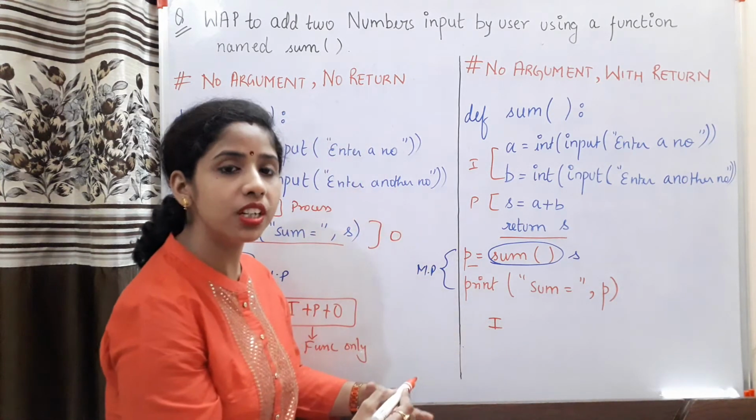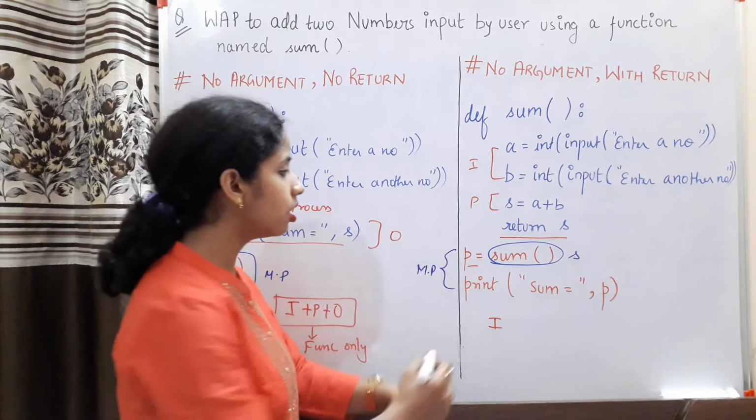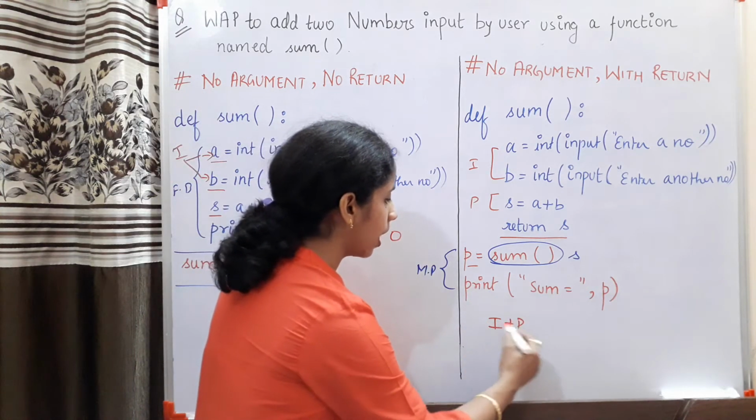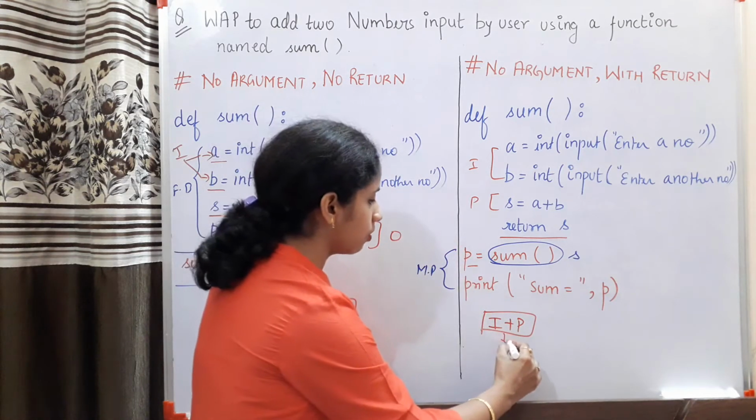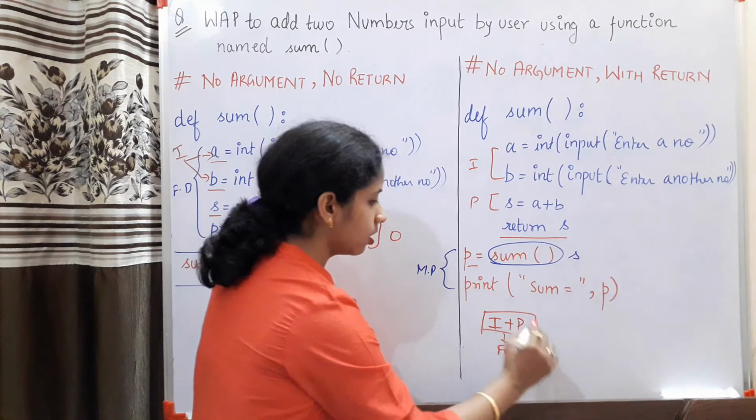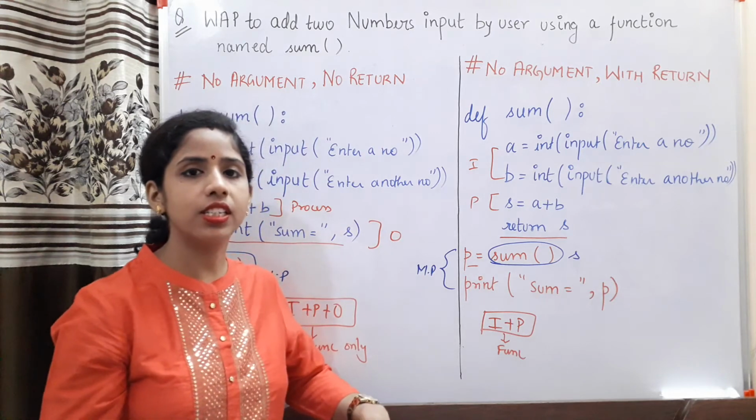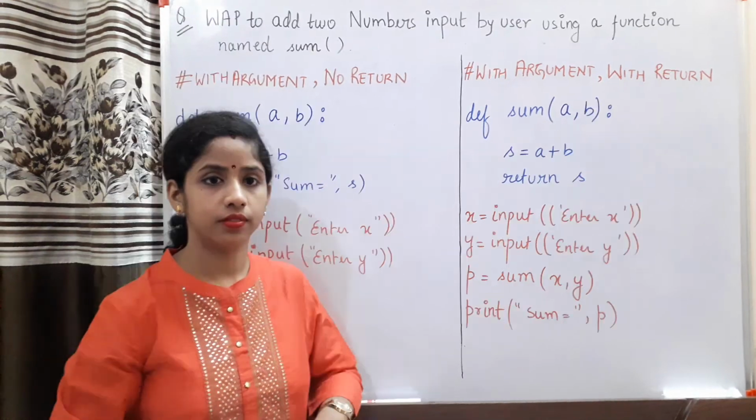What all responsibilities were carried out by the function? Only the work of input and processing. The work of giving output was not the responsibility of the function. Clear? Now let's start the next two styles.